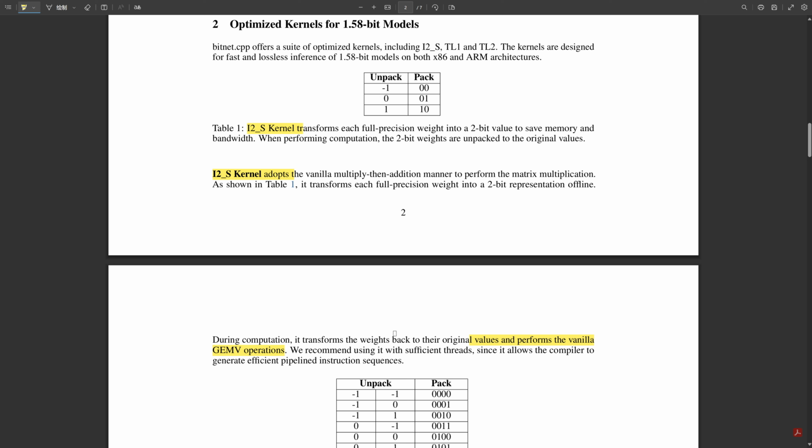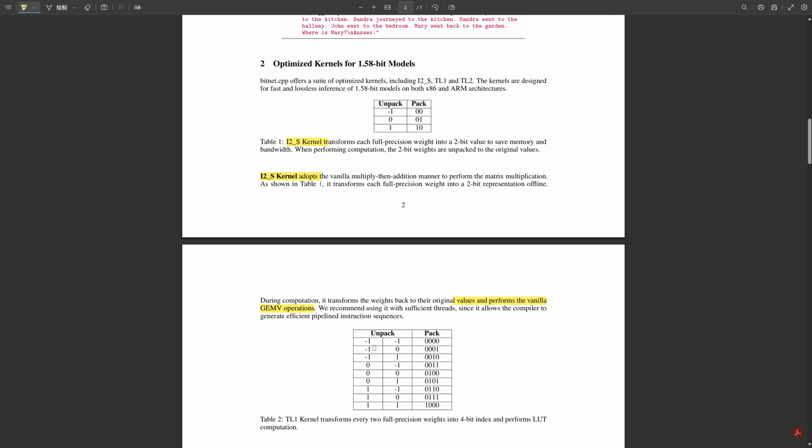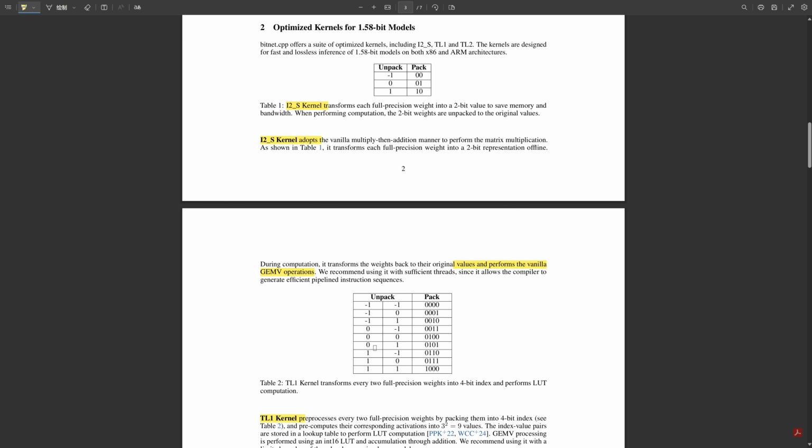All right, let's get into the specifics then. First up, you mentioned the I2S kernel. What's the core idea, the innovation with that one? So the I2S kernel uses a conceptually straightforward but still effective innovation. It's focused on cutting down memory bandwidth needs. It does this by converting the LLM's full precision weights offline, before you run it, into a 2-bit representation. Yeah, this compressed format seriously reduces the memory footprint.